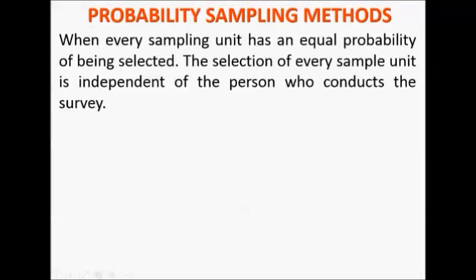First one is probability sampling methods. When every sampling unit has an equal probability of being selected, and the selection of every sample unit is independent of the person who conducts the survey. These are the two important points regarding probability sampling method.